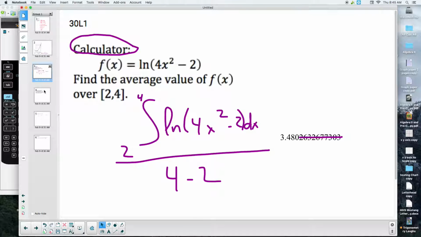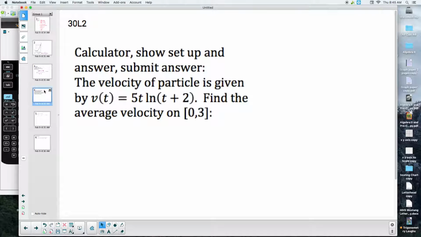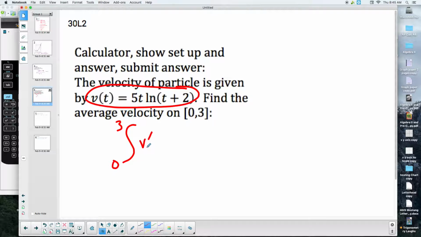All right, number 4. Show setup and answer. So this is calculator based again. The velocity of a particle is given by v of t. Find the average velocity. Well, we're given a velocity. We want to find the average velocity. Whenever you're given what you want to find the average of, you integrate. So we'll integrate from 0 to 3 our velocity, and since it's defined for you right here, it is okay to just say v of t.